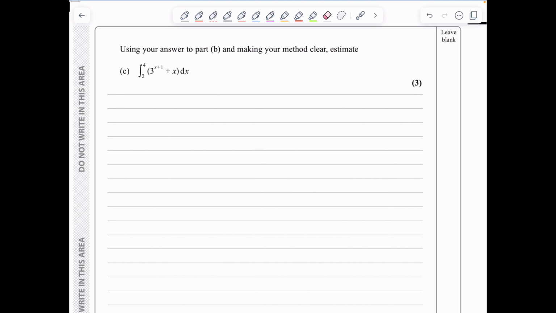And then in C, we need to use the answer to part B to obtain an estimate for the integral of 3 to the x plus 1 plus x from 2 to 4. So what I will do is I will start by writing this as the integral from 2 to 4 of 3 to the x times 3 to the 1 plus x dx, which can be written as the integral from 2 to 4 of 3 times 3 to the x. And I will write the x as 3x minus 2x with respect to x, and we will see why in just a moment.